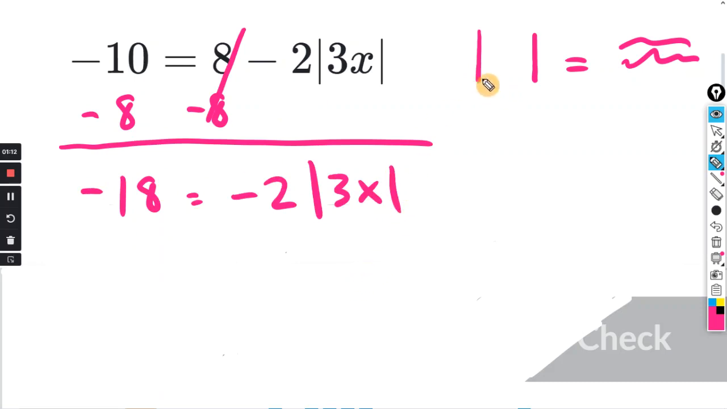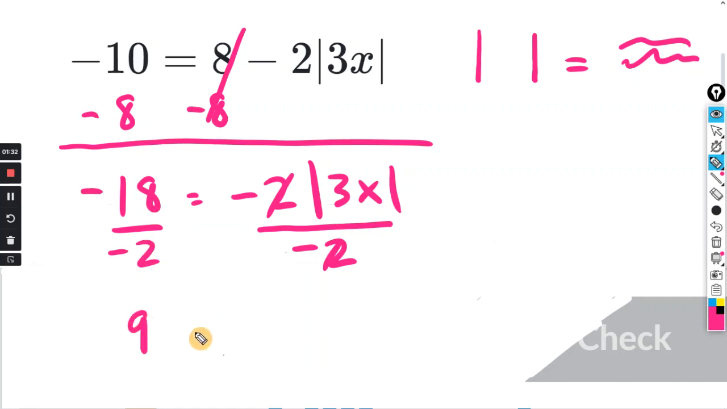Again, we're trying to isolate the absolute value. This is the absolute value of 3x times negative 2. The opposite of times negative 2 is divided by negative 2. You want to do that to both sides. On the right-hand side, it cancels. Negative 18 divided by negative 2 is 9, and that equals the absolute value of 3x.